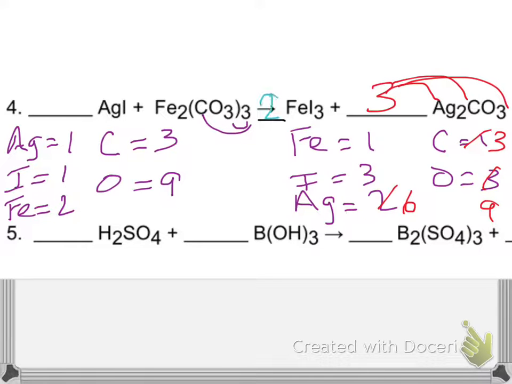So putting a number there, we're starting with 2. So that gives us 2 Fe. And then 2 times 3 is 6, so that's going to give us 6 iodine. Going to the other side, we're going to start with 6. That's going to give us 6 silver and 6 iodine. And then we're going to compare.